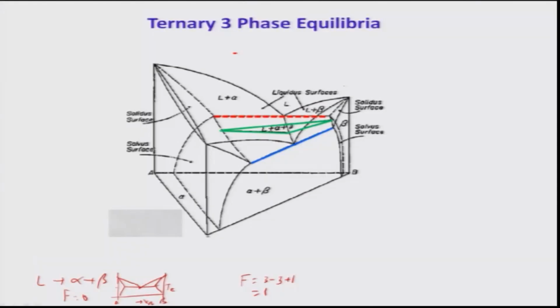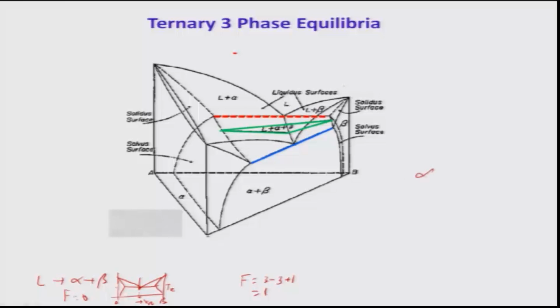In a binary system, degrees of freedom is 0, because of that your temperature is fixed, composition is fixed. This is a composition, this is temperature. You cannot change any of this. But in a ternary system, you have 1 degree of freedom, and that is why we say that this 3-phase equilibrium in a ternary system can occur in a temperature range. Okay, understood that. It occurs over a temperature range.